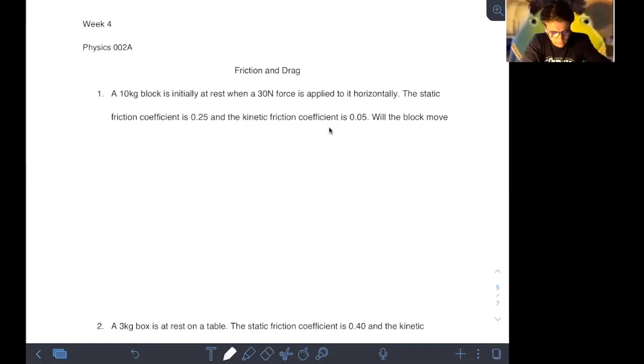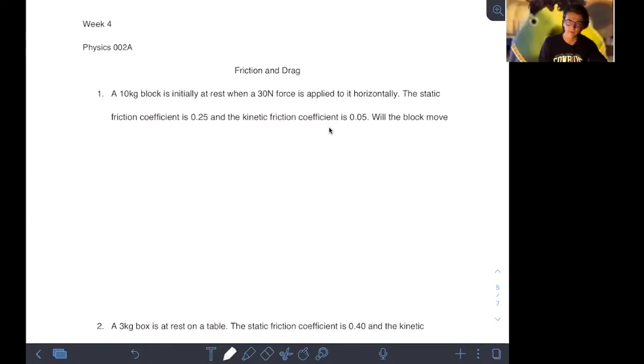So friction, we're going to start with friction. A 10 kilogram block is initially at rest when a 30 Newton force is applied to it horizontally. The static friction coefficient is 0.25 and the kinetic friction coefficient is 0.05. Will the block move? That's the question.